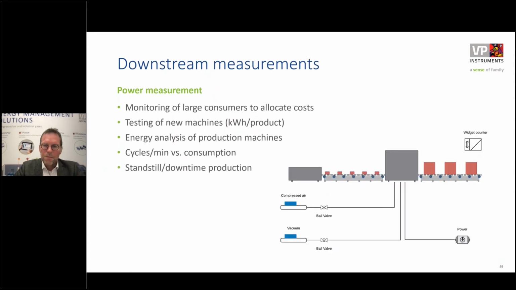What you can also do is combine flow for compressed air and vacuum together with kW, and also with a counter that counts the number of widgets you are producing. In this way, similar to a compressor efficiency graph, you can create a machine efficiency graph. And you can sometimes find out in this way that the machine has a certain sweet spot where it produces the maximum amount of widgets at the best efficiency. And if you run it too fast, then there might be a lower efficiency number.